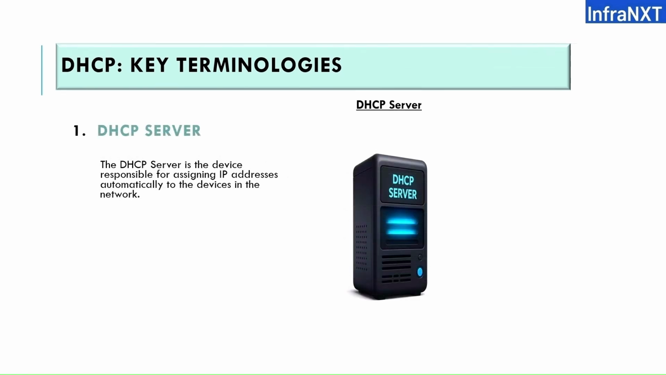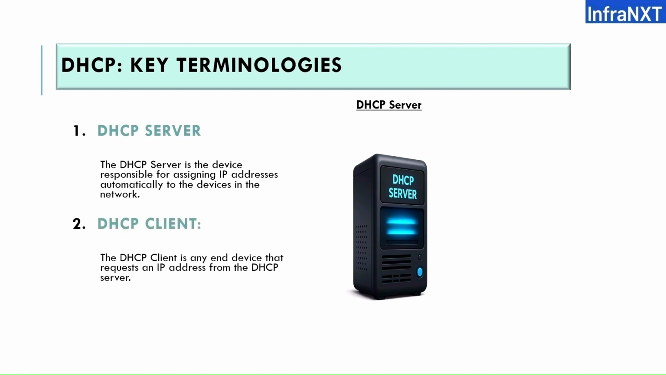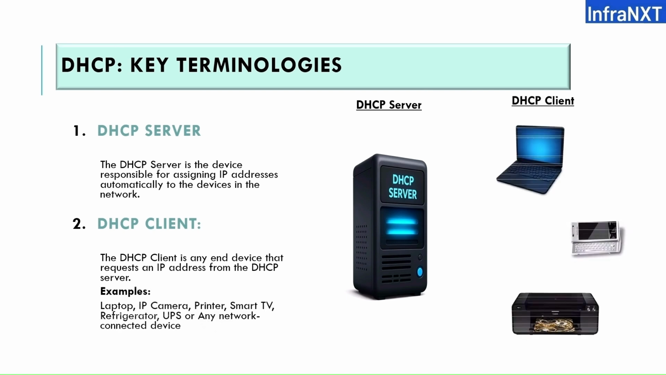The DHCP server is the device responsible for assigning the IP address automatically to the end equipments. The DHCP client is the one asking for the IP address the moment it connects to the network. Some client examples are your laptop, your phone, and the printer. When it connects to the network, the first thing it does is look for an IP address so that it can communicate to the internet.